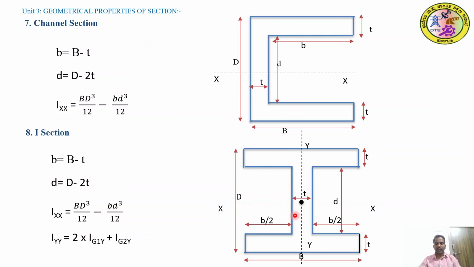And for the y axis, it is symmetrical about the y axis. Therefore, it is 2 times the moment of inertia of the flange about the corresponding y axis plus the moment of inertia of the web about the y axis.